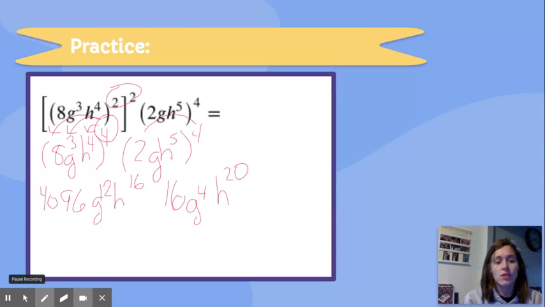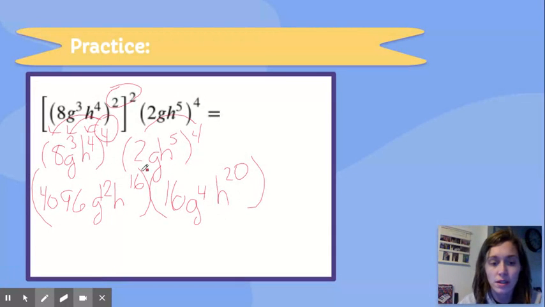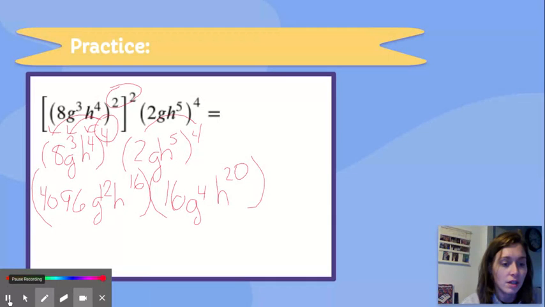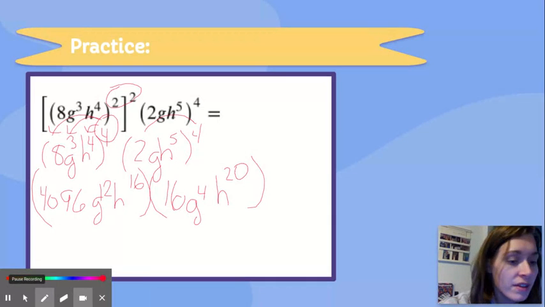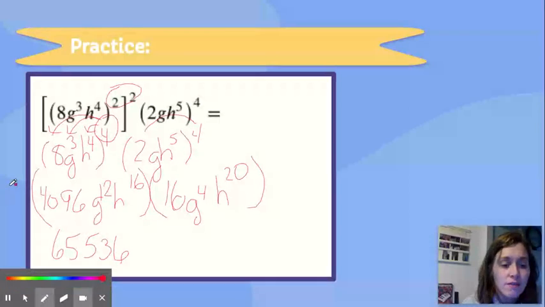So then now we have just all of this times all of this. And so we said when we multiply monomials, we multiply the coefficients and we just add the exponents for the like bases. So in our calculator, we're going to do the 4,096 times 16, which looks like is giving me 65,536. Then we have g to the 12th times g to the 4th.